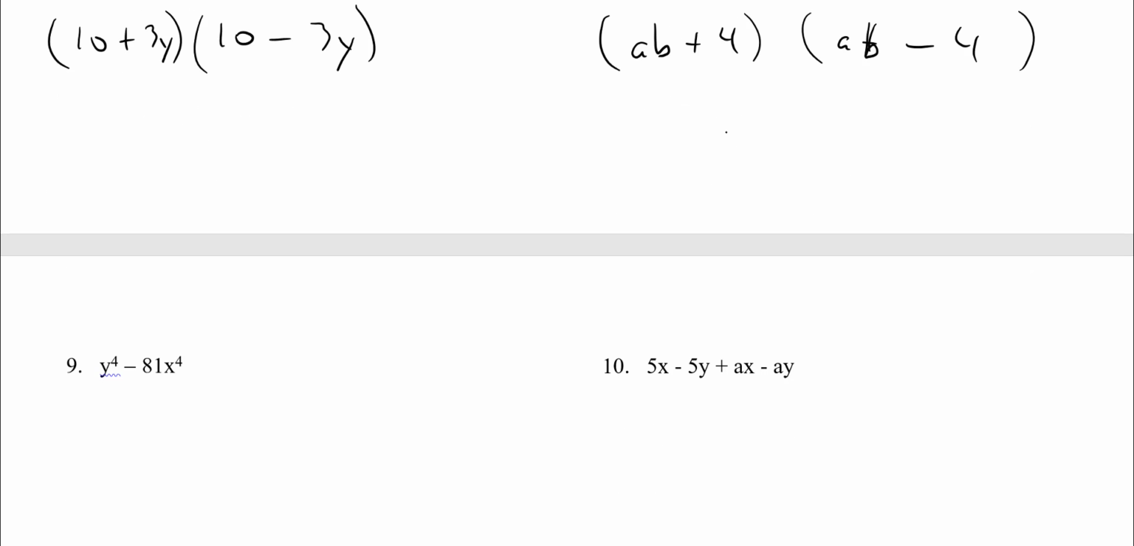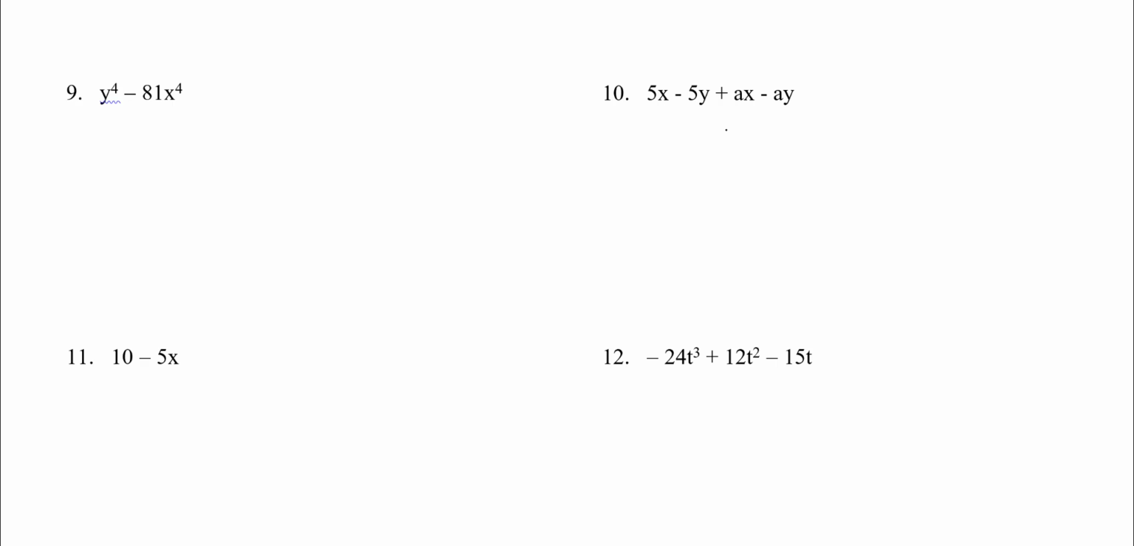Okay, not bad. This one's a little complicated, almost more complicated than I really like, but we can just do it anyway. Basically, it's recognizing it's a difference of 2 squares. The square root of y to the 4th is y squared. The square root of 81 is 9. The square root of x to the 4th is x squared.